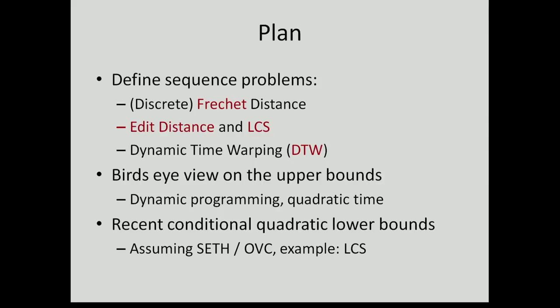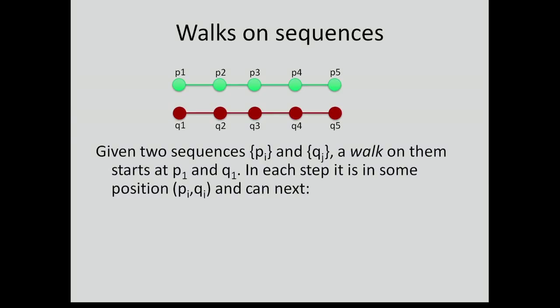Okay. So let me start with the sequence problems. The first thing I'll do is talk about Frechet and dynamic time warping. They have one thing in common: they're sequence walk problems. So you're given two sequences, okay? And the sequences, let's say, are sequences of some points, and there's some distance measure between points. And this distance measure may depend on the problem.